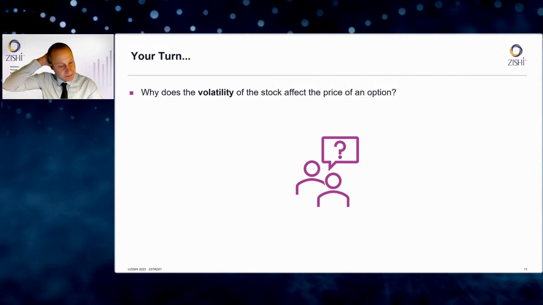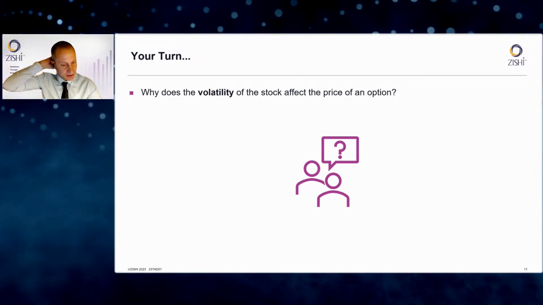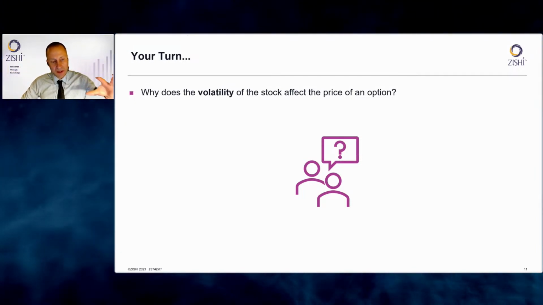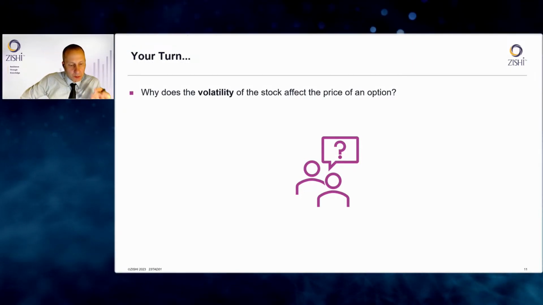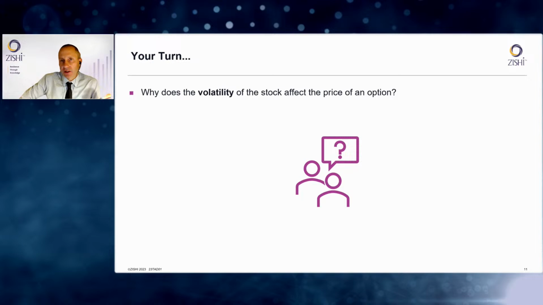Okay, so we're getting some answers on the chat. Somebody said higher volatility gives more probability of the price to move. More volatility equals more profit from the option. We're expecting a price fluctuation.